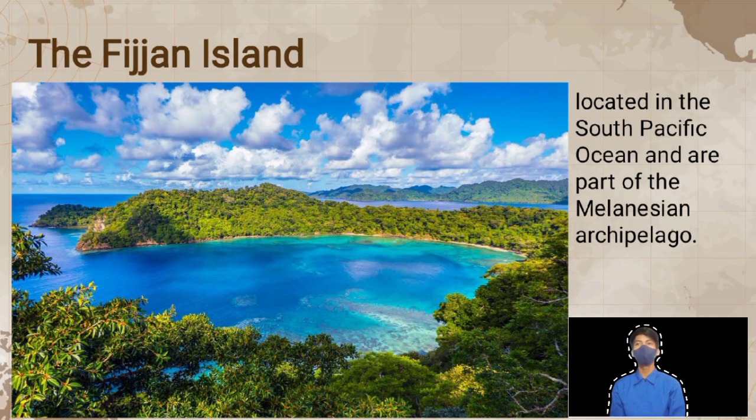Moving on, the Fijian Islands. The Fijian Islands are located in the South Pacific Ocean and are part of the Melanesian archipelago. The main island, Viti Levu, is the most populous and contains the capital, Suva. The other major islands in the archipelago are Vanua Levu, Taveuni, and Kadavu. The islands are known for their stunning beaches, lush rainforest, and vibrant coral reefs.